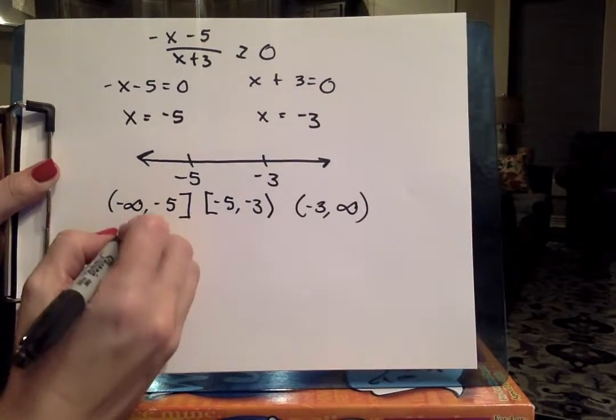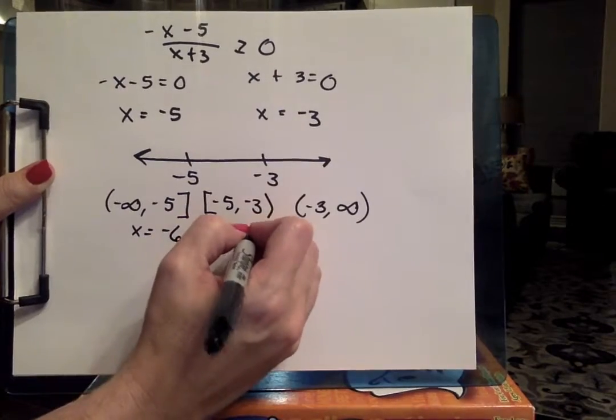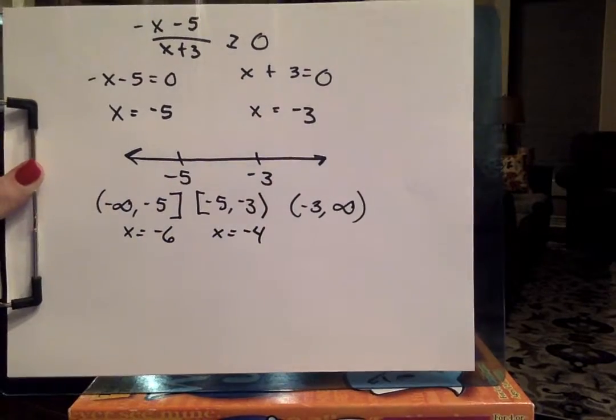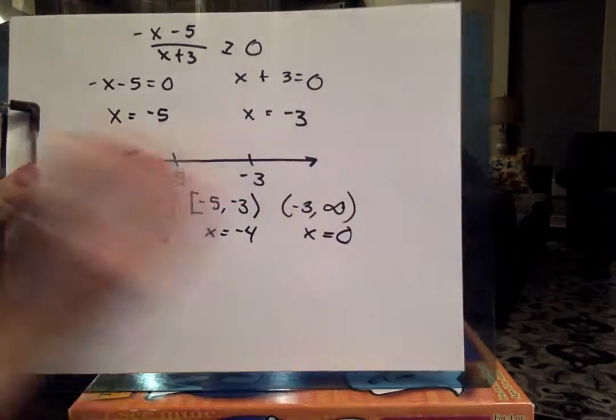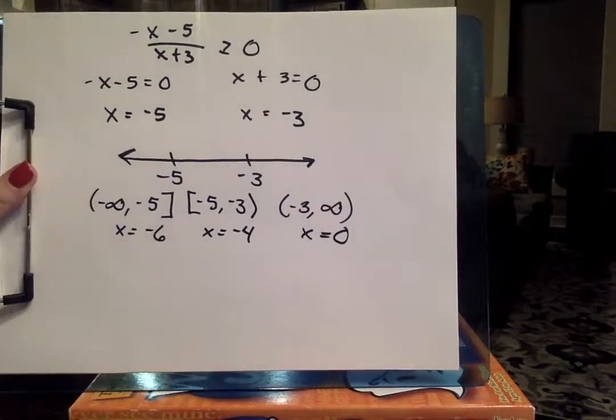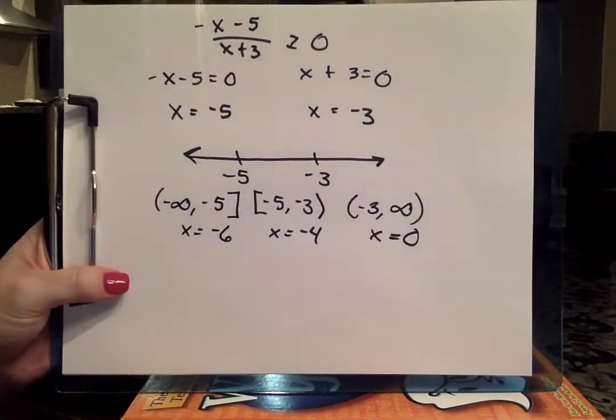We choose our test values. Here I might choose negative 6. Here I don't really have much of a choice unless I want to work with decimals. I'll use negative 4. And from negative 3 to infinity, I'm going to choose 0. Again, always choose 0 where you can. It's a nice one. Okay? All right, we're almost done now.